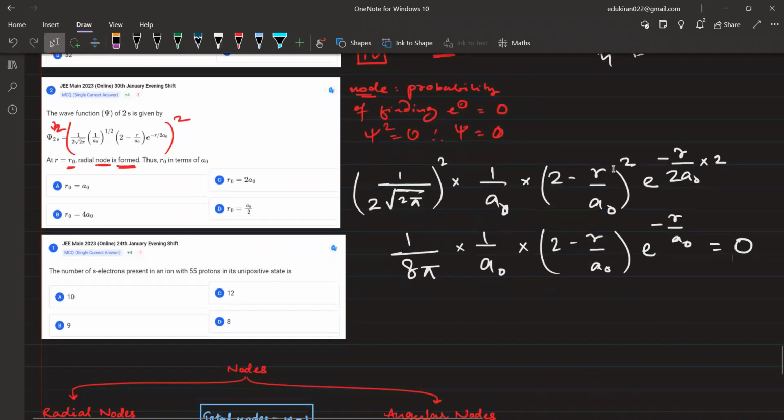सही है, yes or no, please tell me guys. Yes, sir. अब ध्यान से सुनिएगा, ठीक है, ध्यान से सुनिएगा। This term cannot be 0. 1/8 pi can be 0? नहीं ना? Can this be 0? No, right? 1/8 is a constant, 1/pi is a constant. 1/a0, a0 क्या बताया था हमने, a0 क्या होता है, it is the first radius हाइड्रोजन एटम का, तो वो भी क्या होगा, that is also a constant, it cannot be 0. And e to the power minus r/a0, this also cannot be 0.